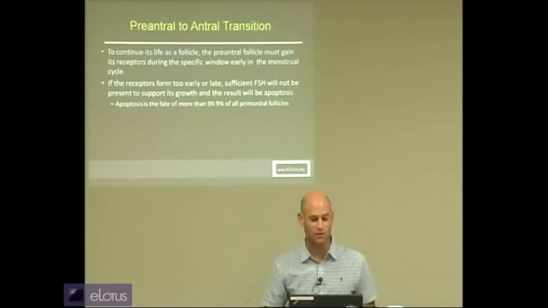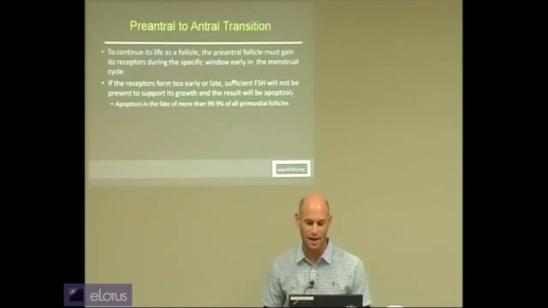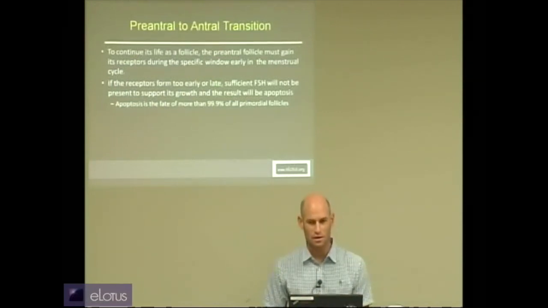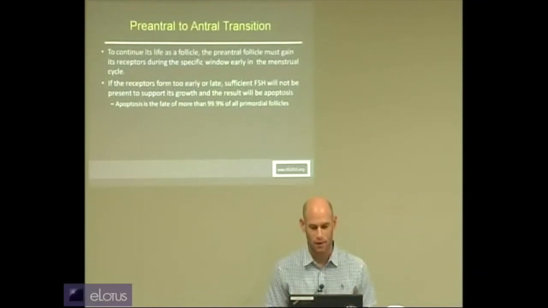So apoptosis is the fate of more than 99.9% of all primordial follicles, which in some ways is really sad. It's like a waste of all these great eggs. But in other ways, it just goes to the redundancy of the system, that we need to make sure that there are plenty of eggs there so that when we are ready and capable of reproducing, the eggs are there. And that's sort of the point of view that I take on this. So it's not a waste at all. It's all about preparation.